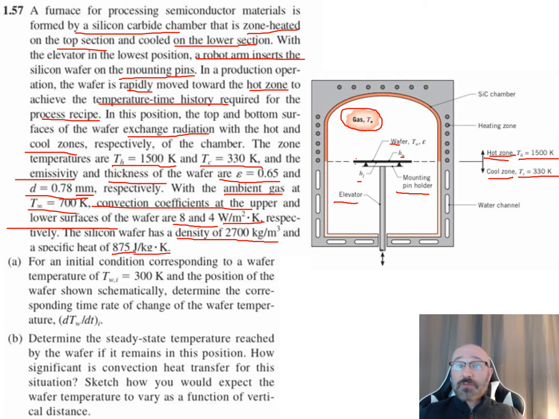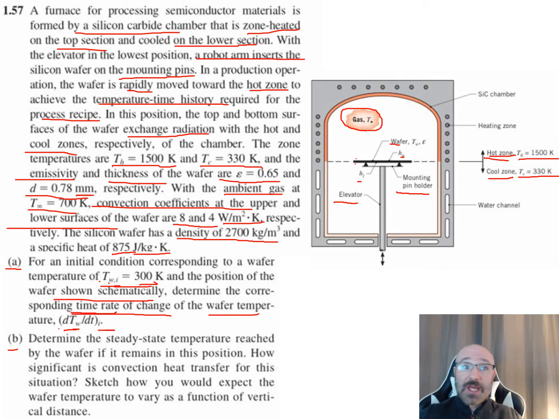Now, within this problem, they're also asking us to solve for a couple different things, A and B. For part A, they tell us for an initial condition corresponding to a wafer temperature. They give us that initial wafer temperature, T_W,i, is equal to 300 K. They also tell us the position of the wafer is shown in the schematic above. They want us to determine the corresponding time rate of change of the wafer temperature, which is dT_W/dt at the initial condition.